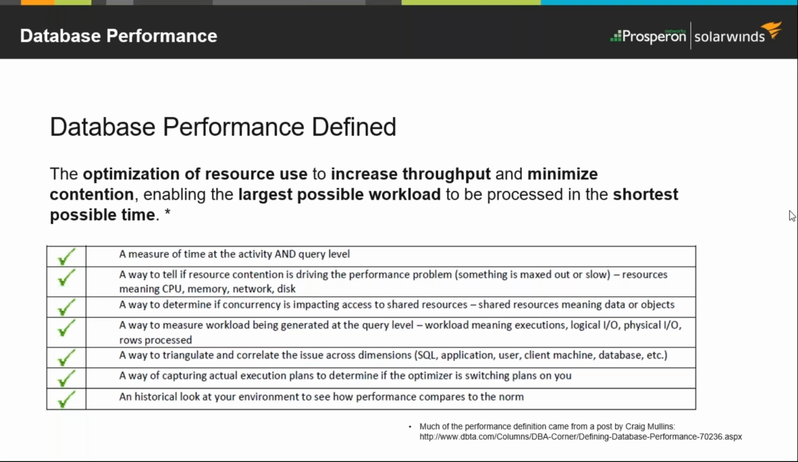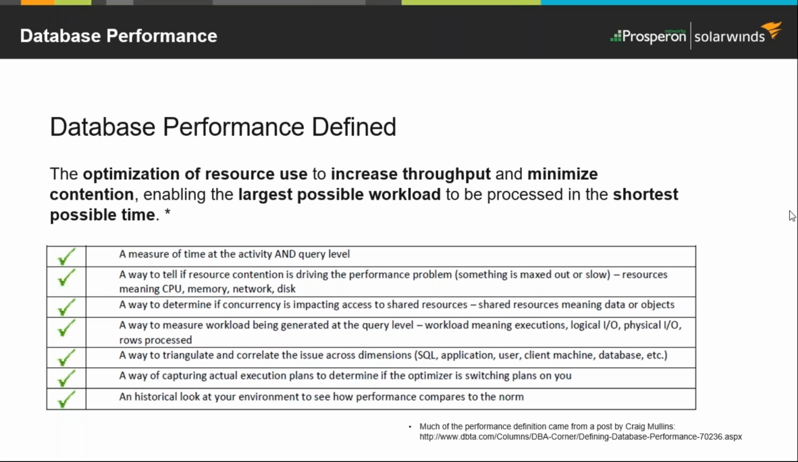And this is it. These are the, what is there, seven items there? Really, that's to say that if you're missing any of these, you have a gap in the picture, right? And the more you're missing out of these, the bigger the gap. So you should be measuring some kind of measure of time at the activity and the query level, a way to tell resource consumption, and if it's driving the performance problem, right?